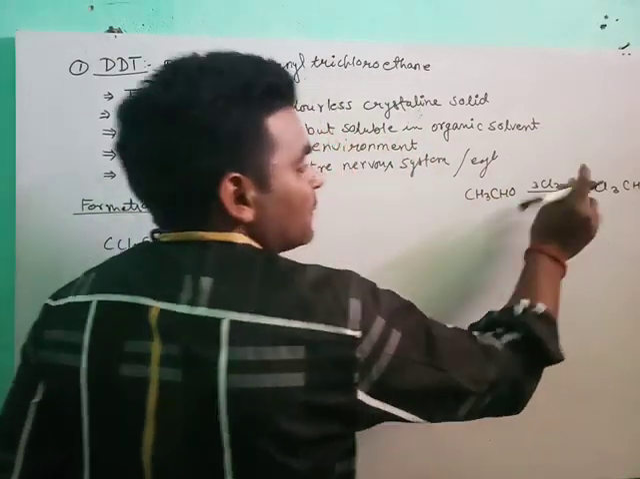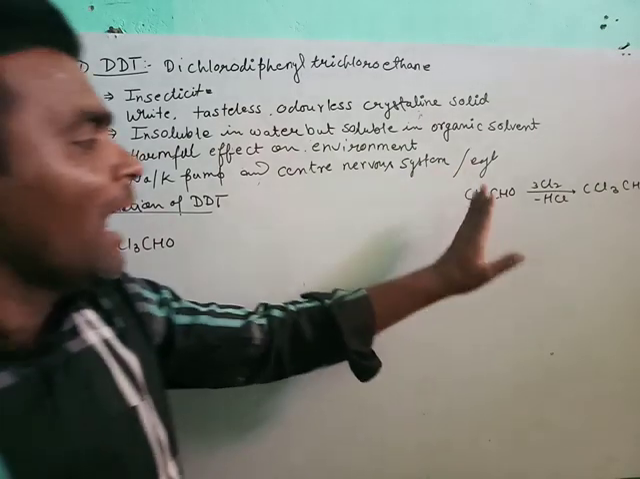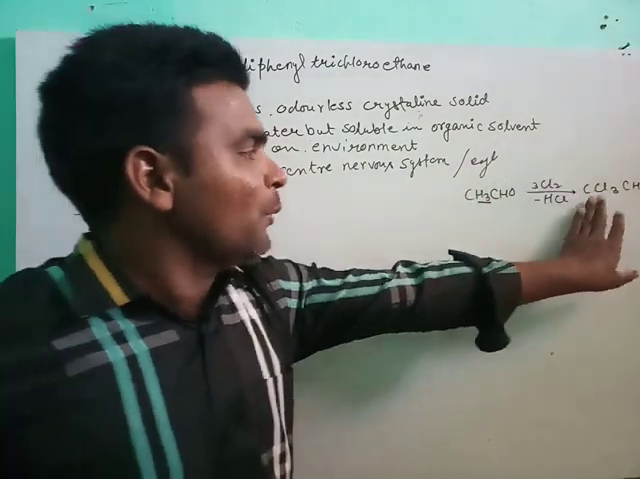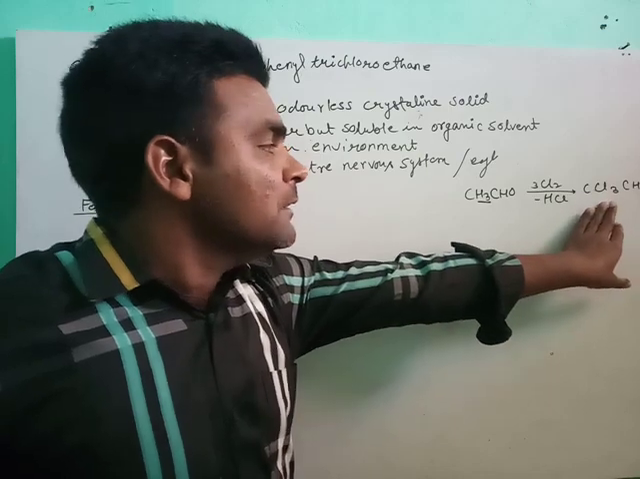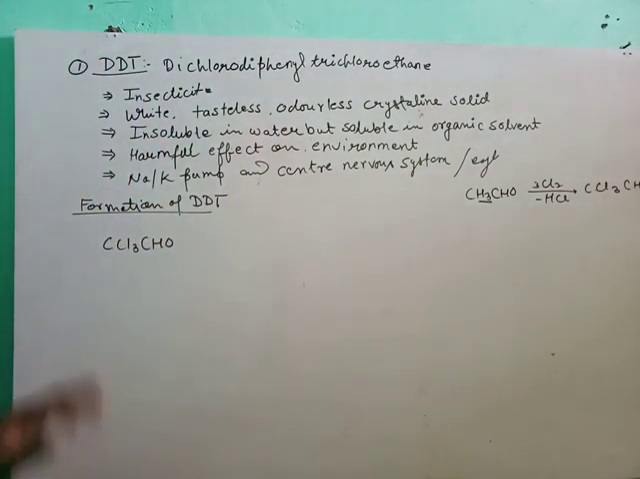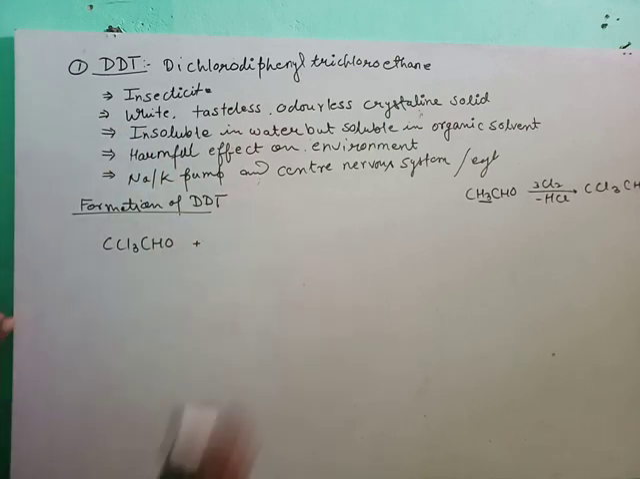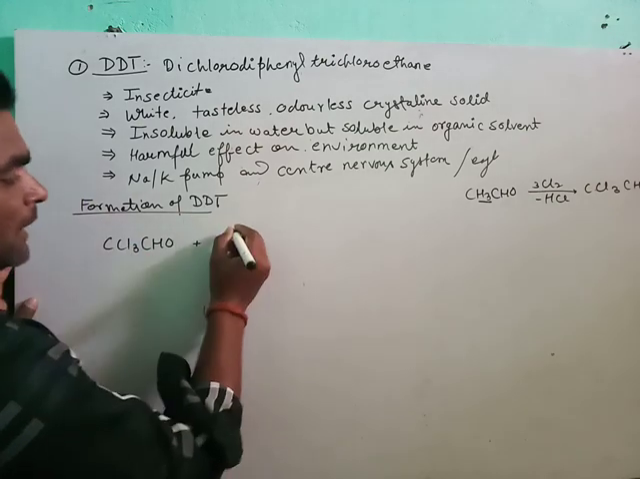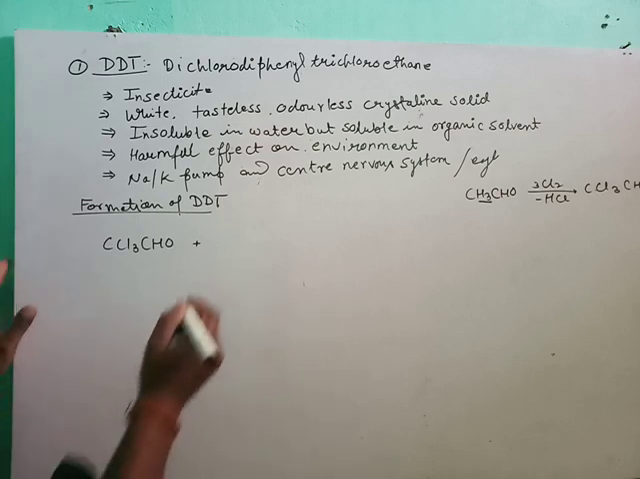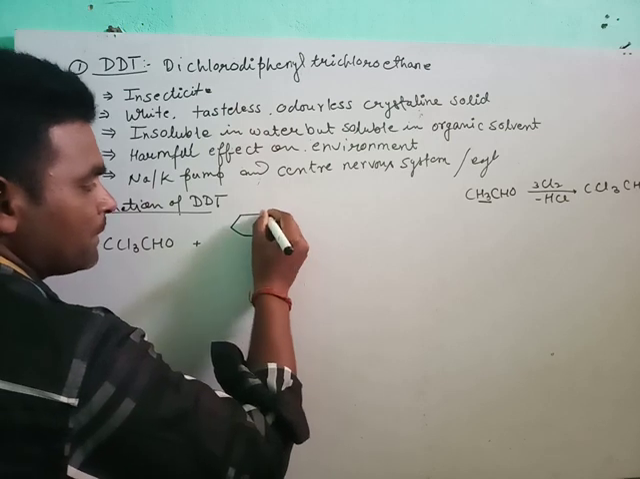CCl3CHO. It is clear from the reaction that all three alpha hydrogens are replaced by chlorine, forming CCl3CHO in place of CH3CHO, and this compound is called chloral. And when chloral is treated with a well-known compound, chlorobenzene, the reaction can be represented in this way.